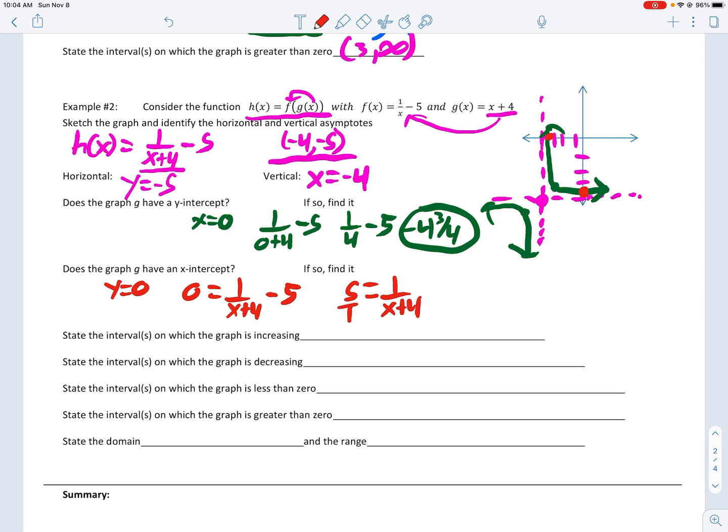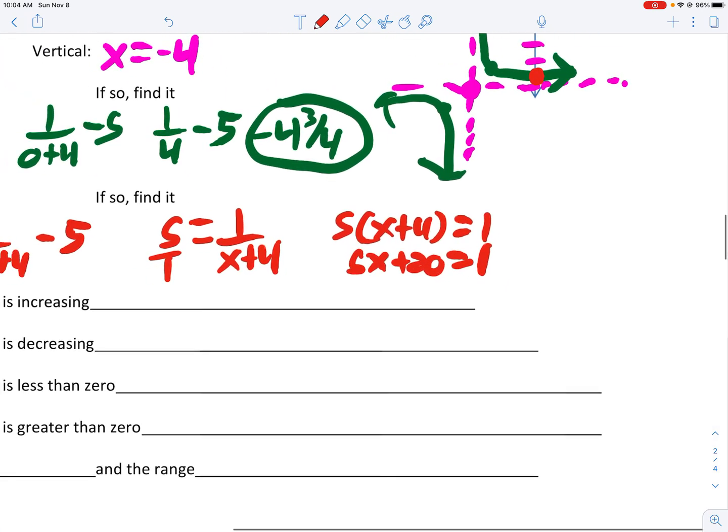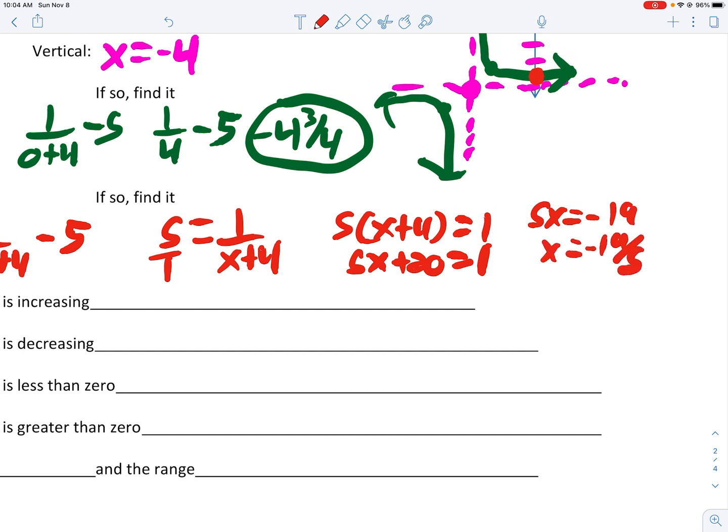Okay, now I have a proportion. How do you solve proportions? Right, multiply diagonally across. So 5 times x plus 4 equals 1. Distribute: 5x plus 20 equals 1. Now I'm going to subtract 20. I get -19. Divide by 5. So -19 over 5. Which, again, if you wanted to, you could convert that to a decimal if it makes a little more sense to you.